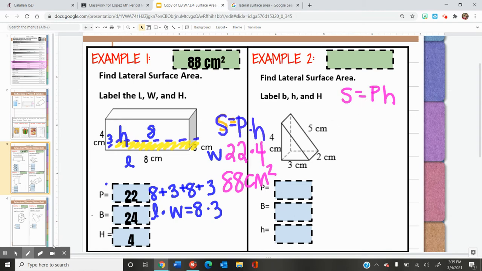Now, for starters, let's identify our base shape. I know it's a triangle because it's a triangular prism. Now, the base is going to be this triangle here.